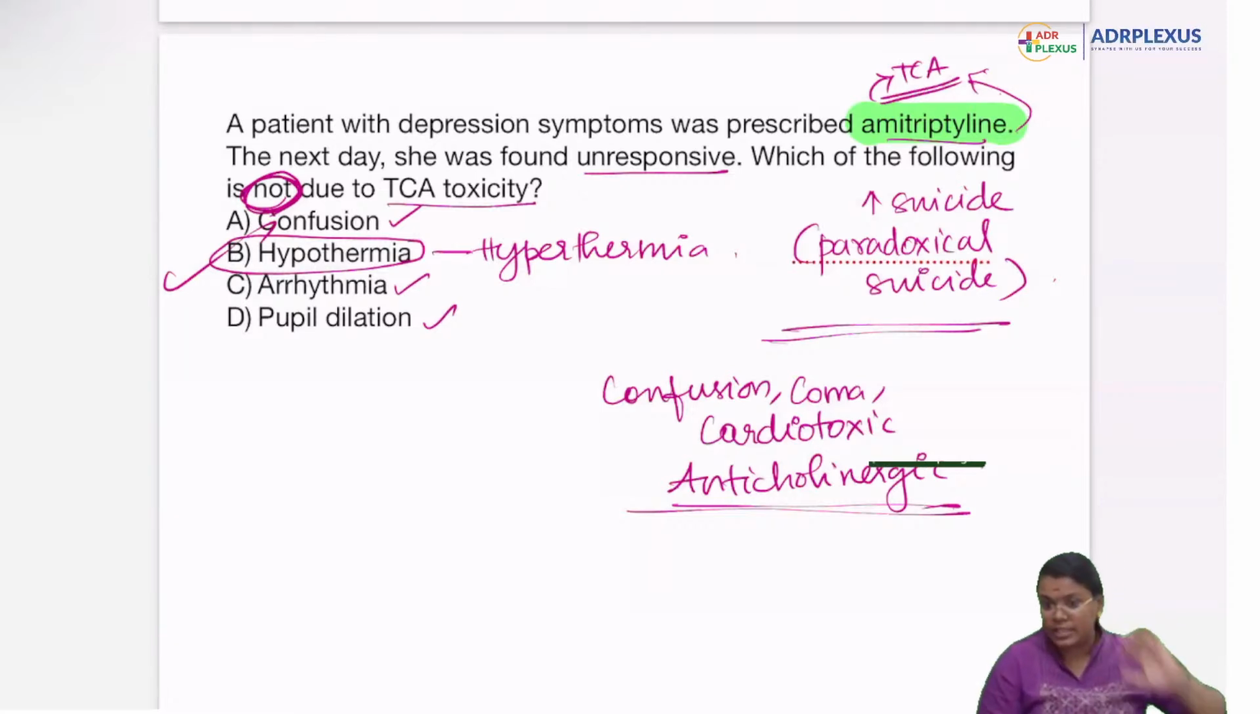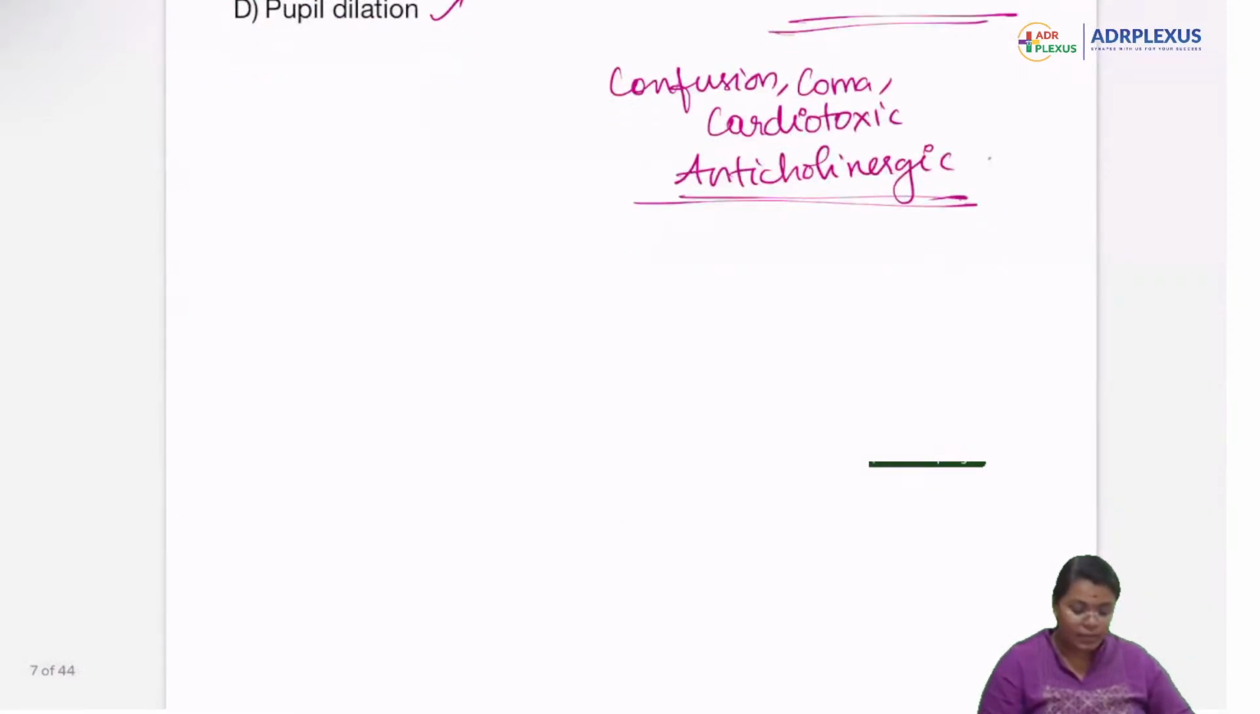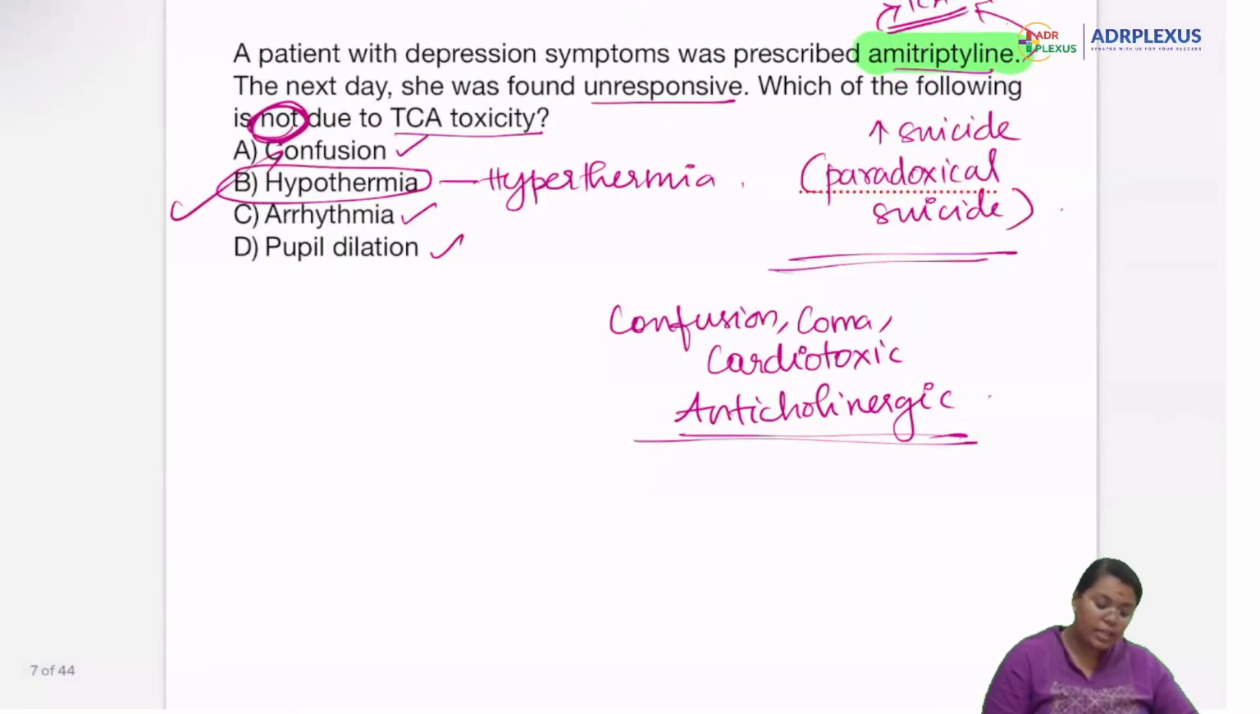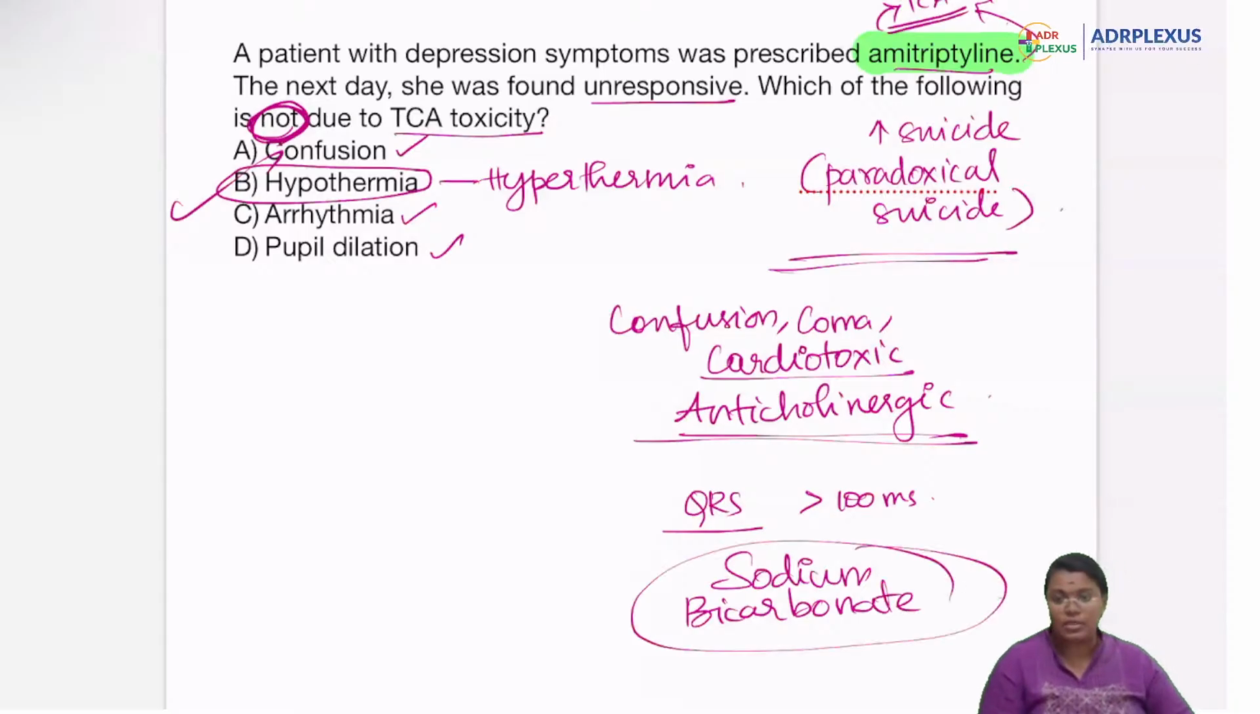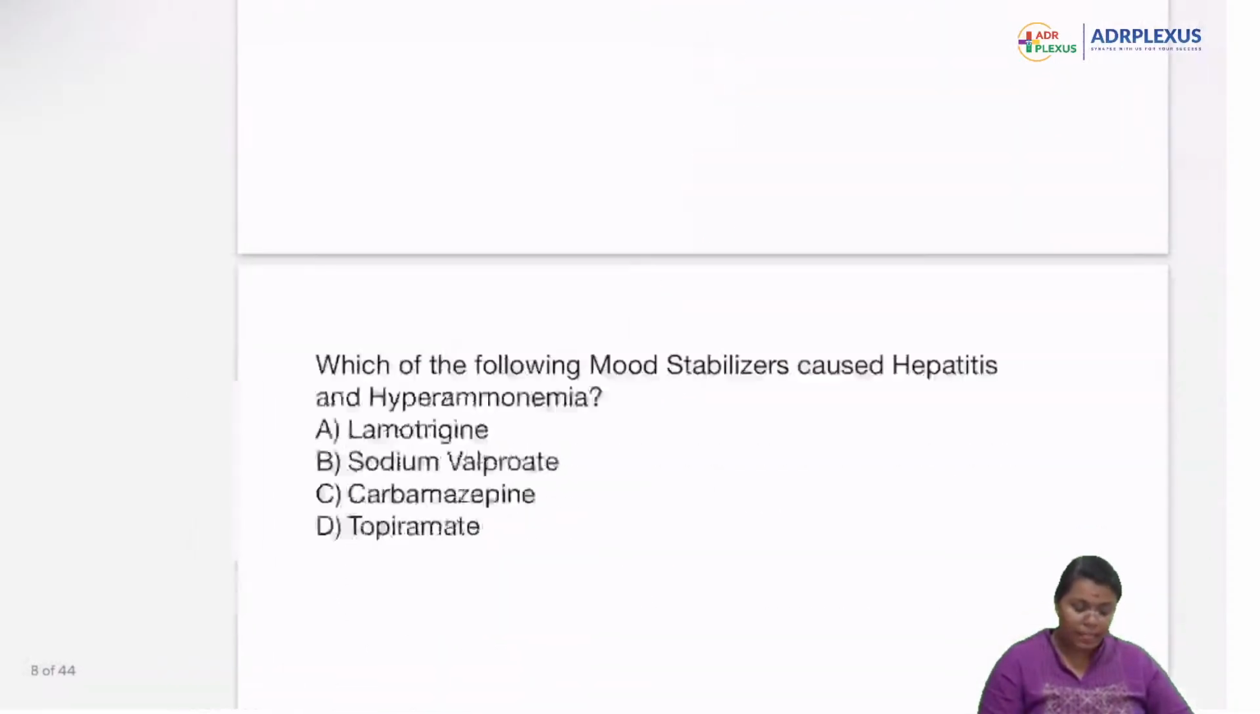Good. Sandhya and Dharani, good. Thank you. Right? So here, if with the cardiotoxic effect the QRS complex goes beyond 100 milliseconds, then you have to start sodium bicarbonate. So it's the treatment of choice.